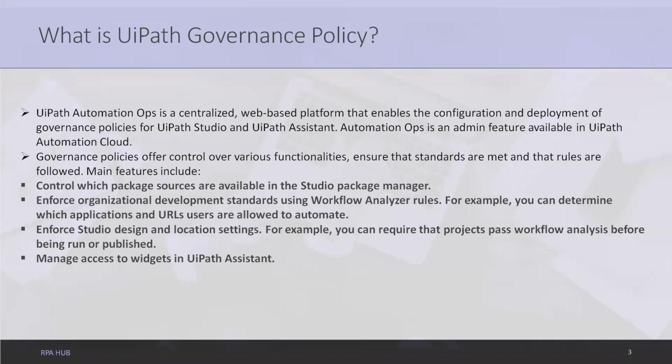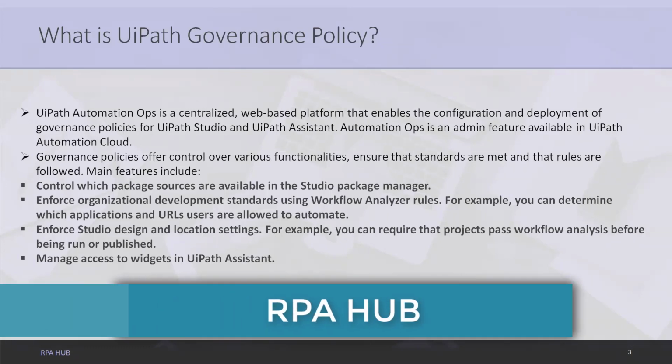So first of all, what is UiPath governance policy? UiPath Automation Ops is a centralized web-based platform that enables the configuration and deployment of governance policy for UiPath Studio and UiPath Assistant. Automation Ops is an admin feature available. UiPath Automation Cloud governance policy offers control over various functionalities, ensures that standards are met and that rules are followed.